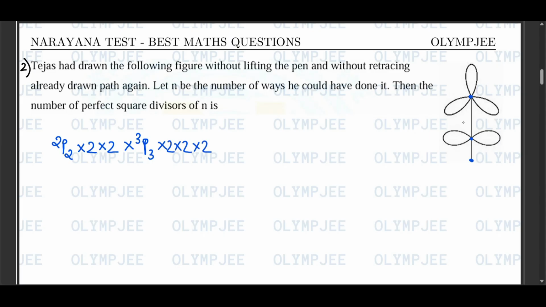So this covers the cases when he's going from the downwards point, and if he's starting from this point, then also he'll have the same number of ways of drawing, because first he needs to choose the order of the 3 loops, then the anti-clockwise and clockwise. So this part is covered. Then he'll come downwards, and then he'll also choose the order and the anti-clockwise. So this part is covered. So we will multiply this by 2 for upward and downward point.